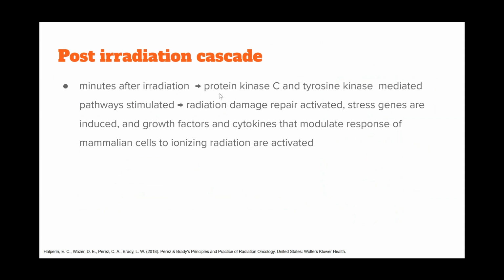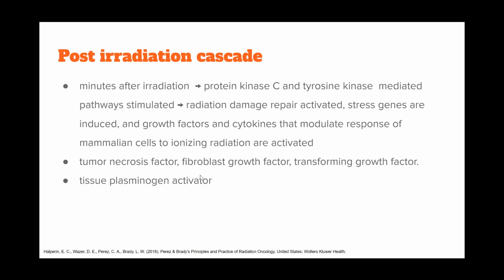Now after minutes of irradiation, protein kinase C and tyrosine kinase mediated pathways are stimulated. These are basically for radiation damage repair. Several stress genes are induced, and other growth factors and cytokines are produced. Then there is modulation of the mammalian cells, and production of tumor necrosis factor, fibroblast growth factor, transforming growth factor, and tissue plasminogen activator. And if all these factors remain constant, the permanent damage is linear with the dose.